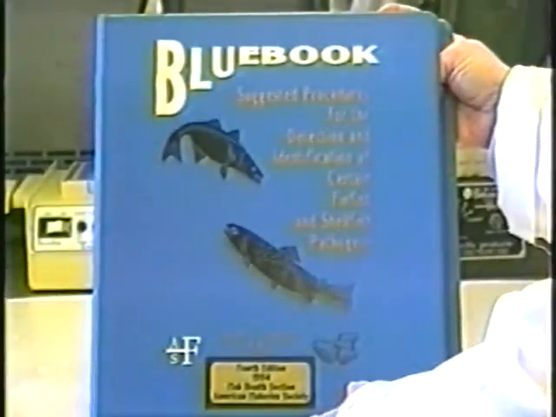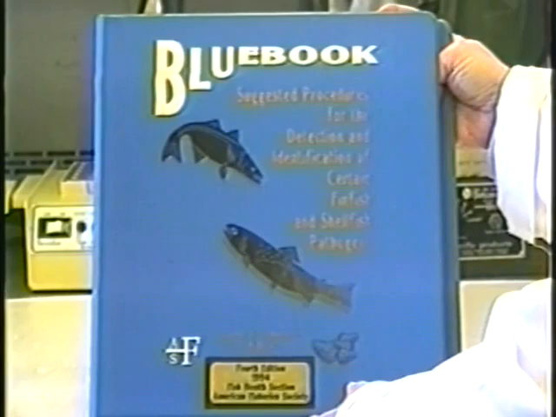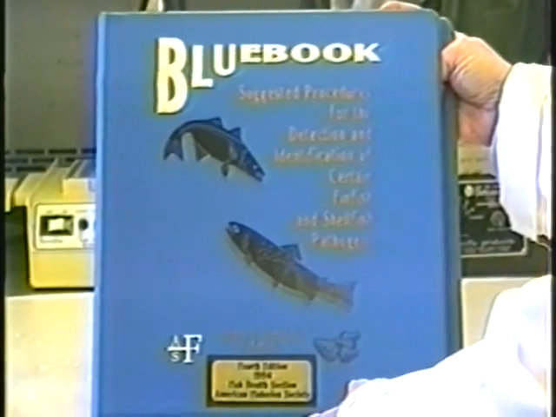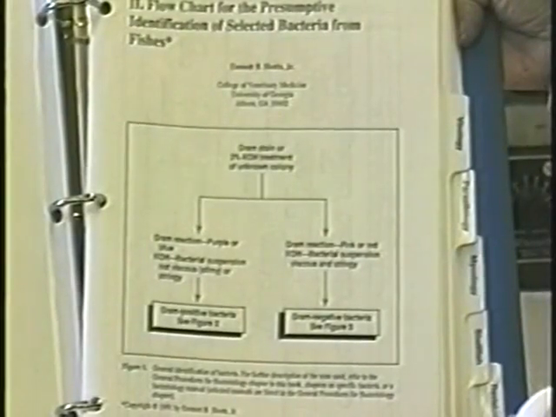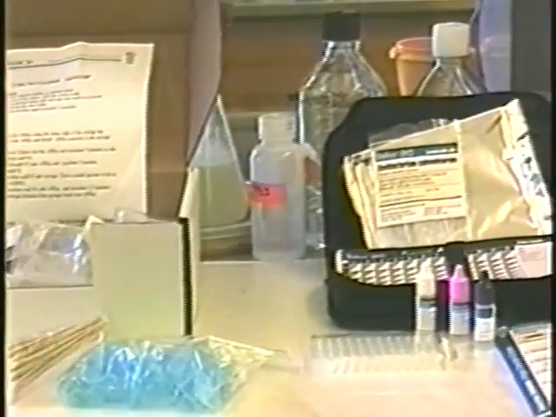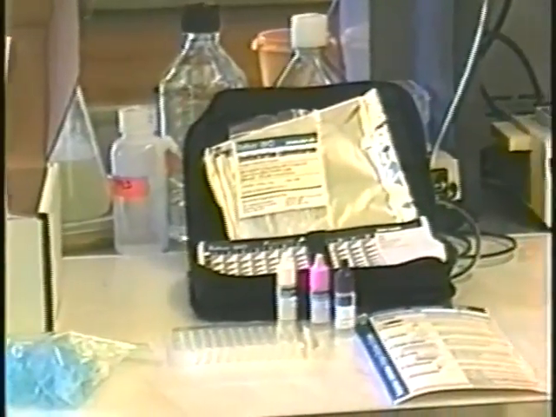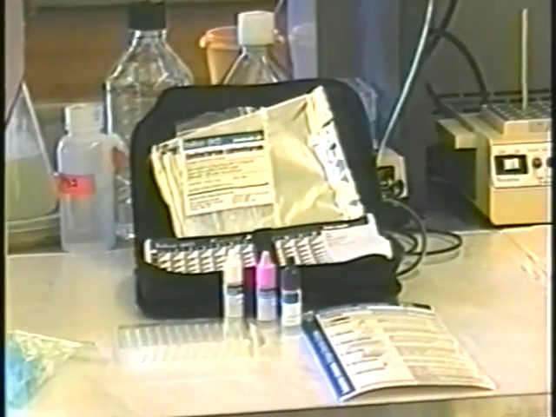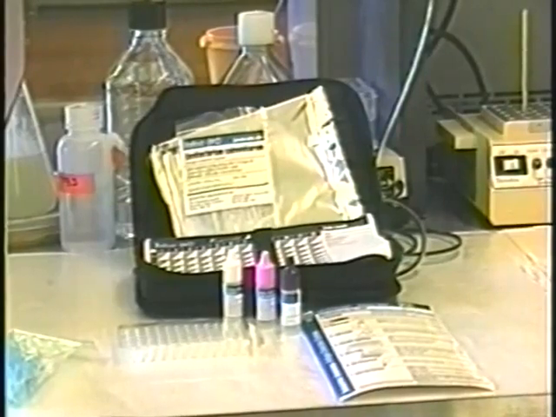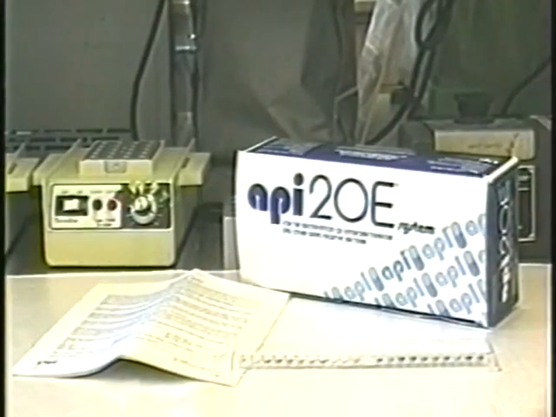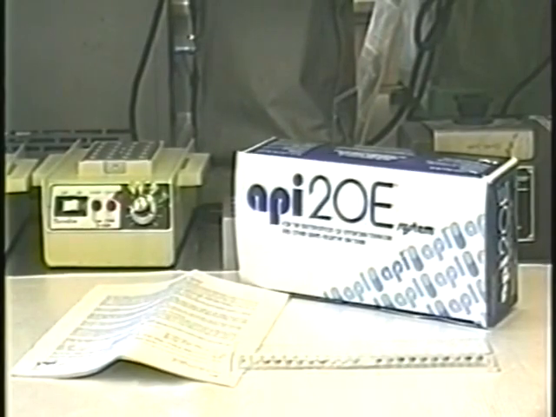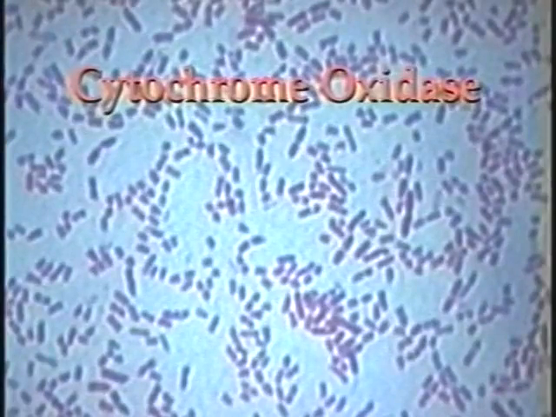Presumptive identification of bacteria is usually made by performing a variety of biochemical tests which follow a dichotomous key as outlined in the Fish Health Section Blue Book. Reagents can be prepared from recipes in basic bacteriology manuals or can be purchased. These tests detect enzymes and metabolic products characteristic for the bacteria and determine what carbohydrates the bacteria can utilize. The test for cytochrome oxidase is one of the simplest of these tests and is useful for differentiating between gram-negative bacteria.